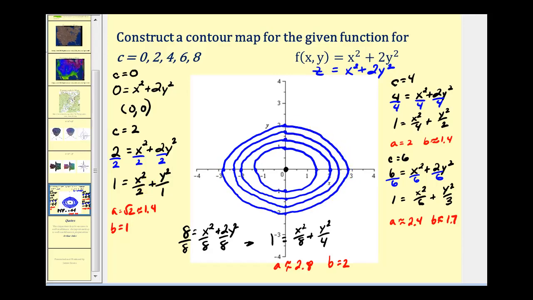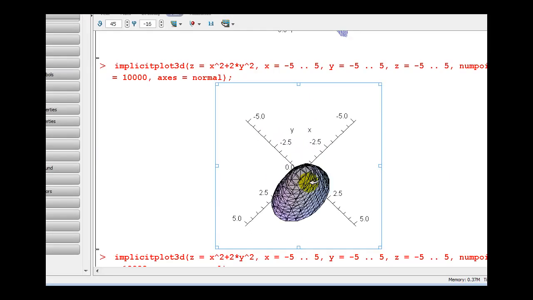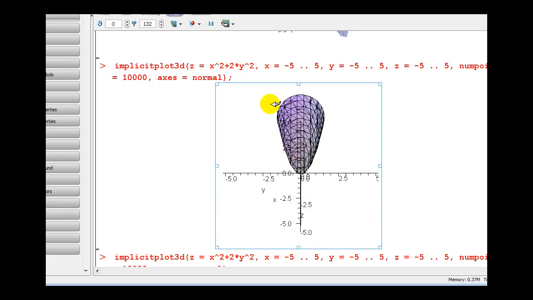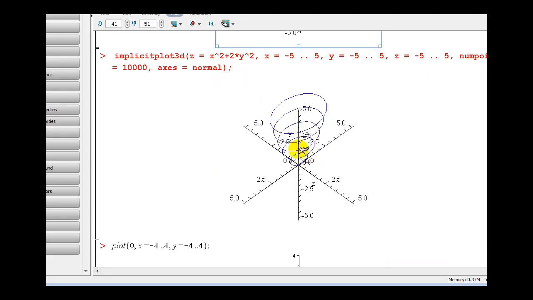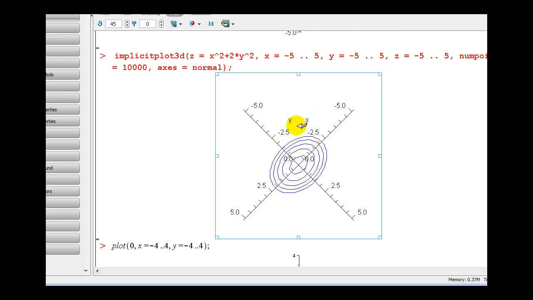Let's go and take a look at this using some software. This would be the graph of the original surface. You can see it's an elliptical paraboloid. Here we see the level curves in 3D that we created with the different values of c. If we rotate this to look only at the xy plane, we can see the level curves that we created.